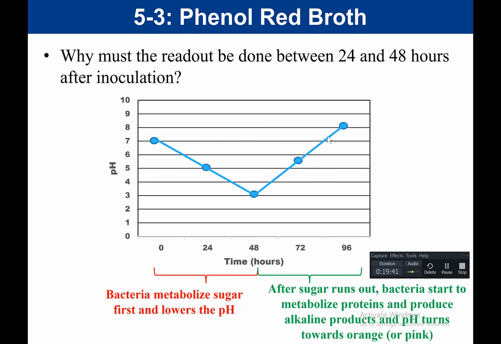And so if you read this out at, let's say, 96 hours, you would see a tube that's pink, and you might say, well, that's a negative for the metabolism of the sugar. Well, no, not really. You just waited too long, and the bacteria then metabolized the proteins, which caused what we call a pH reversion, meaning the pH went back the other direction as the bacteria started to metabolize protein when the sugar ran out. So you want to understand the importance of why you need to do this readout between 24 and 48 hours.